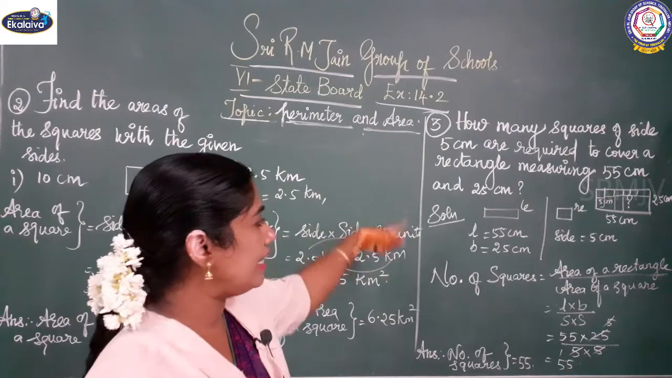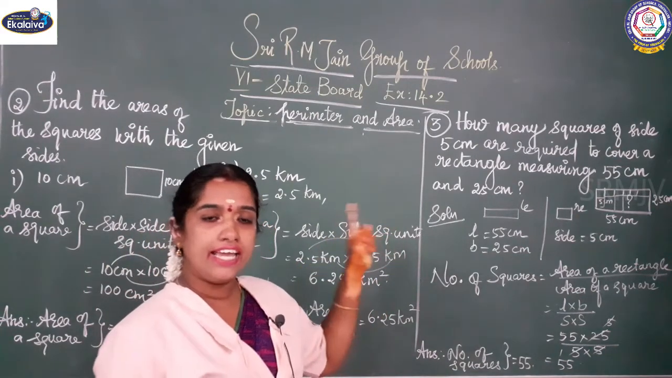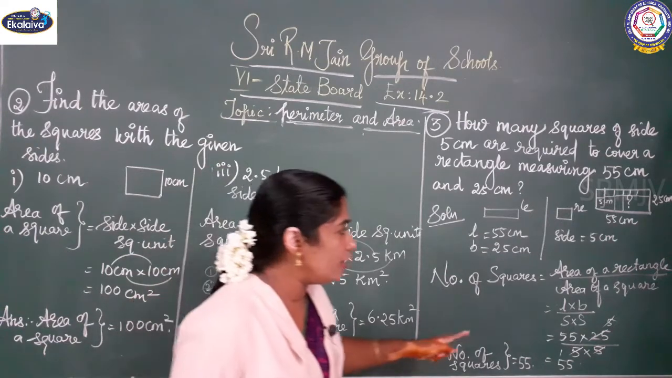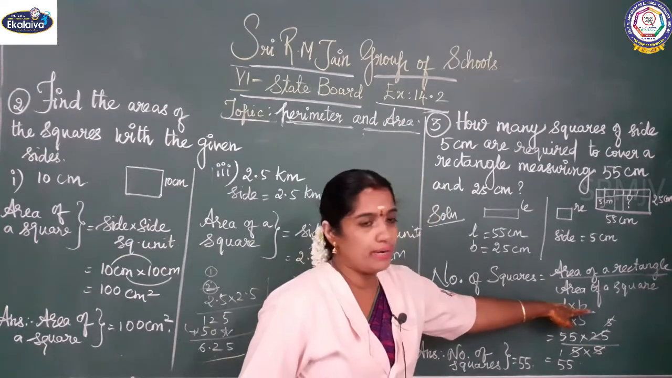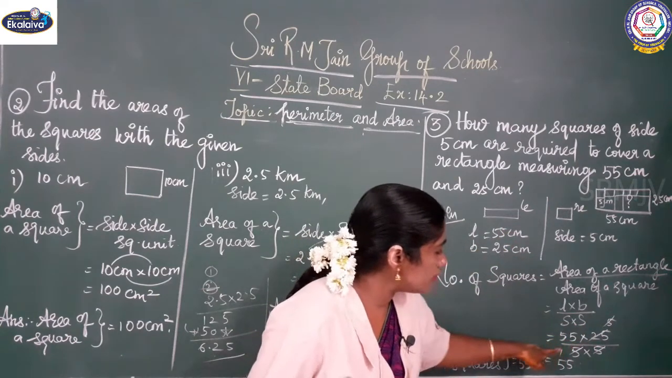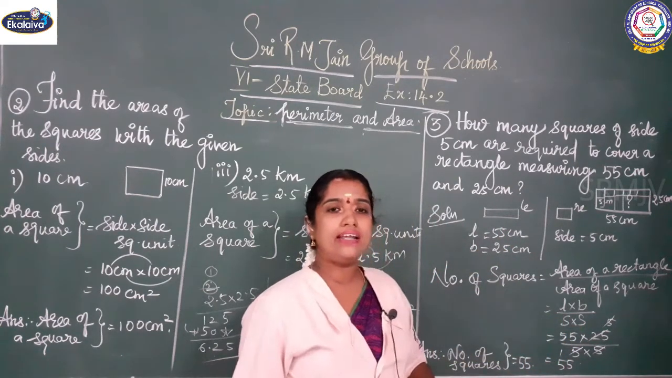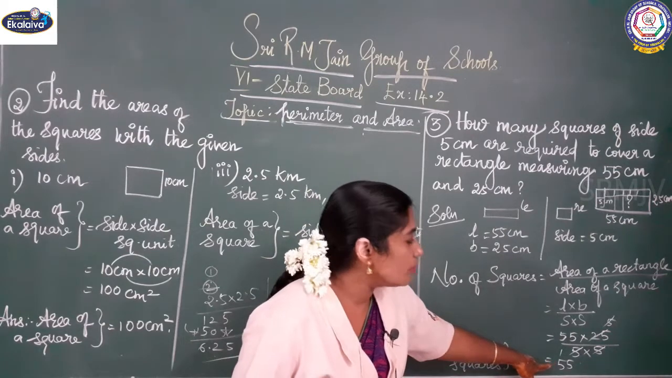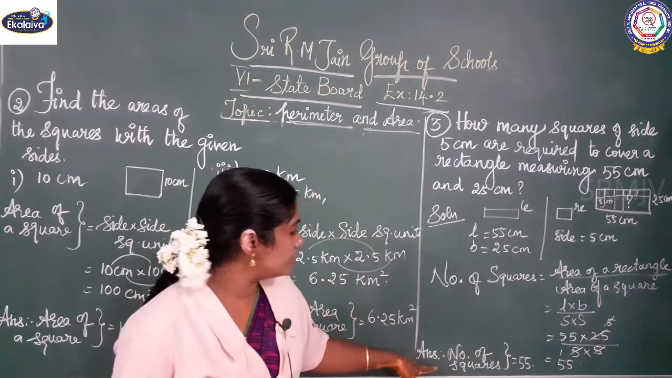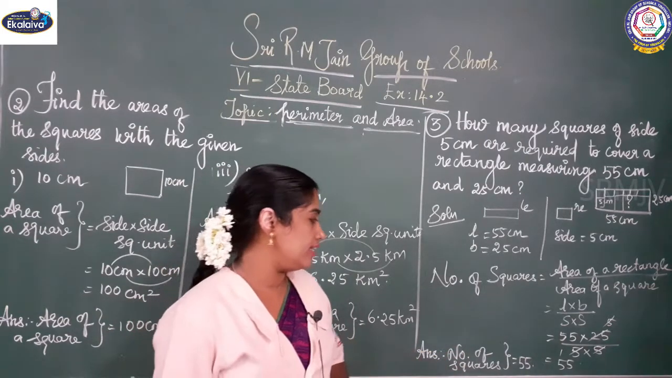If I am going to find out the number of squares, area of a rectangle divided by area of a square. Area of rectangle formula, length into breadth. Area of a square, side into side. So according to this, substitute and cancel your numerator and denominator. Finally you can get the answer to be 55. So this 55 is your number of squares.